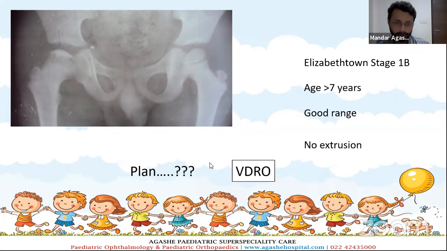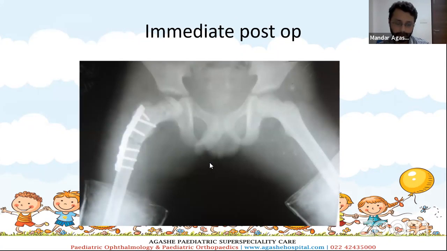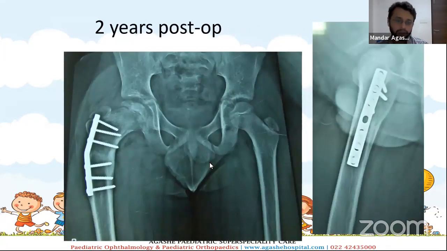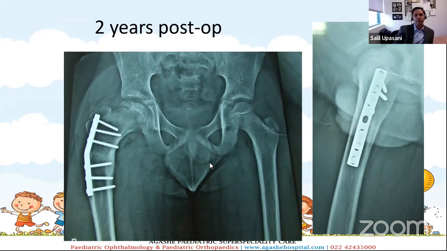So here this child thankfully agreed to our plan. We did a VDRO. At that time we used to put them in a Petri cast post-operatively. So this is at 2.5 years. You think this is fairly okay? Yeah, I think that looks good.